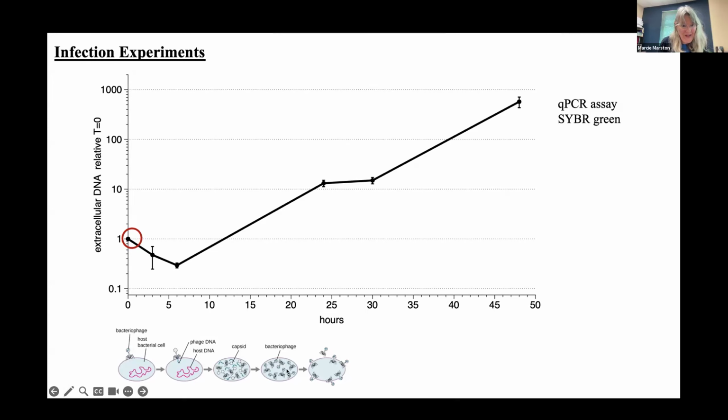We are filtering these all out, and so we see a decrease in the amount of extracellular phage in the media. When the phage start to lyse, then we see an increase, right? And then this is sort of the second cycle. So this is over 48 hours. This is a semi-log graph.